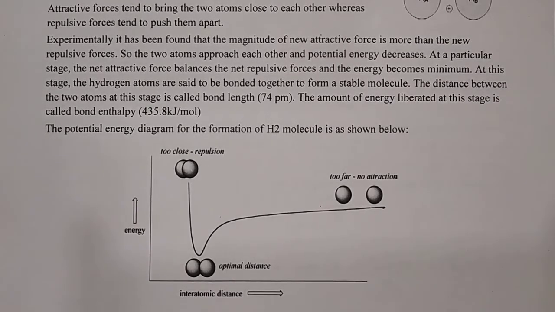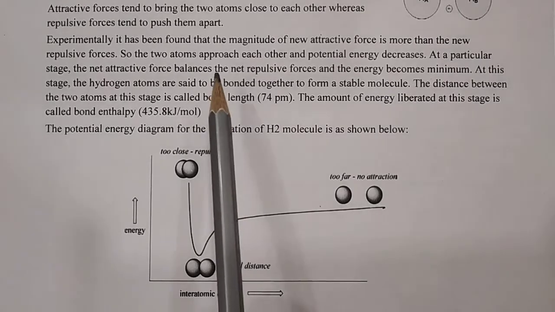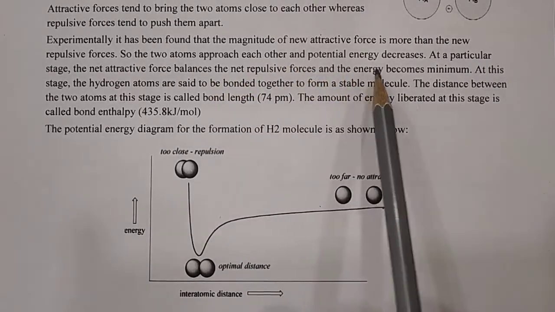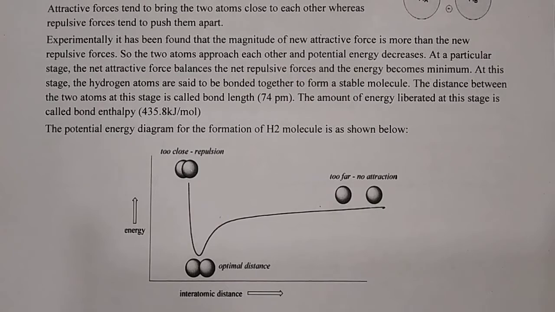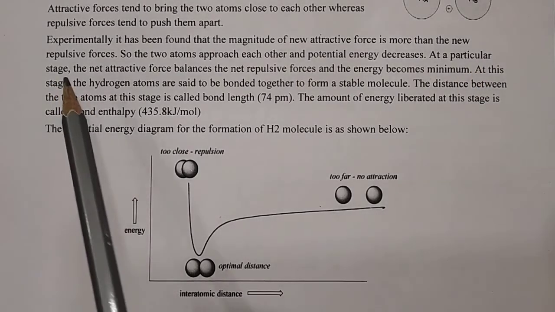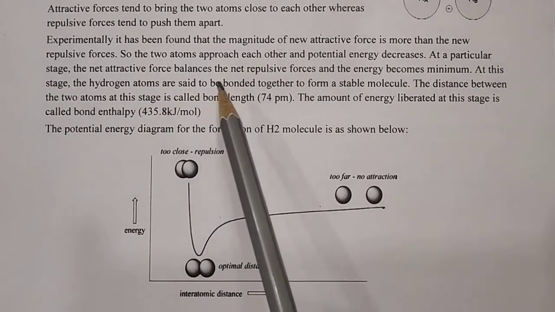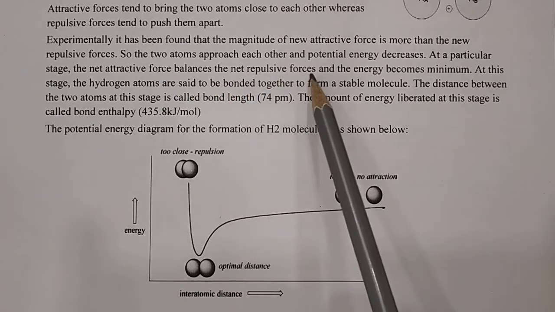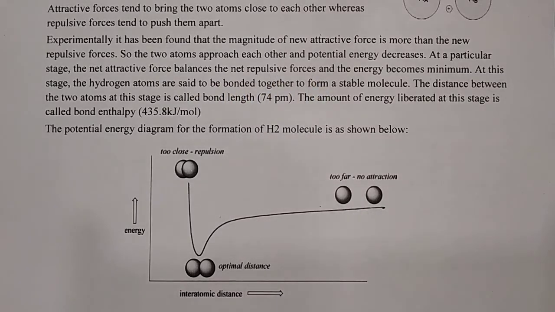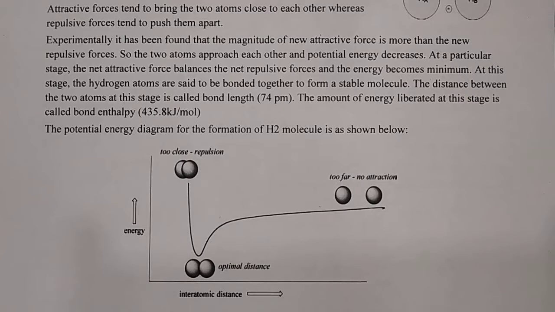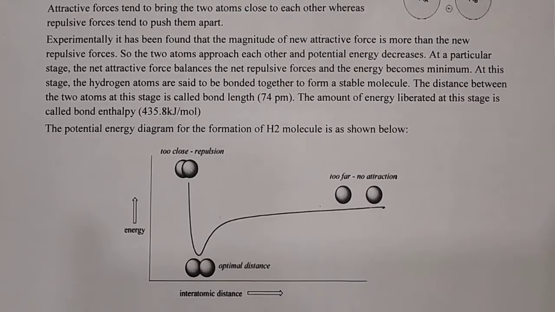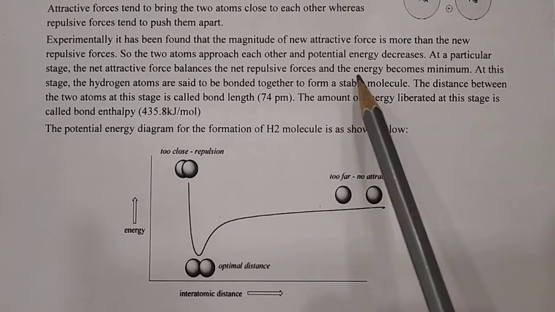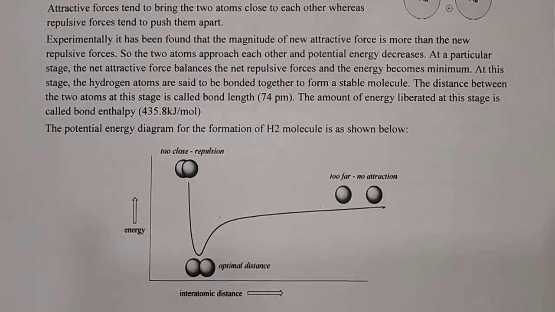So the two new atoms approach each other and the potential energy decreases. At a particular stage, a net attractive force is balanced with the net repulsive force. Meaning, the force of attraction and the force of repulsion came face to face, and the attraction force was more as compared to this repulsion. So it balanced the repulsion, plus there were excessive attraction forces, and the energy becomes minimized.